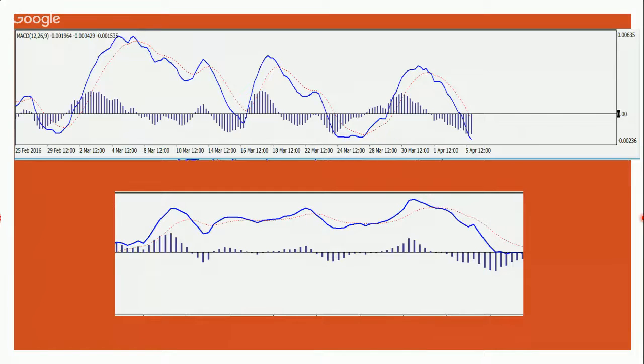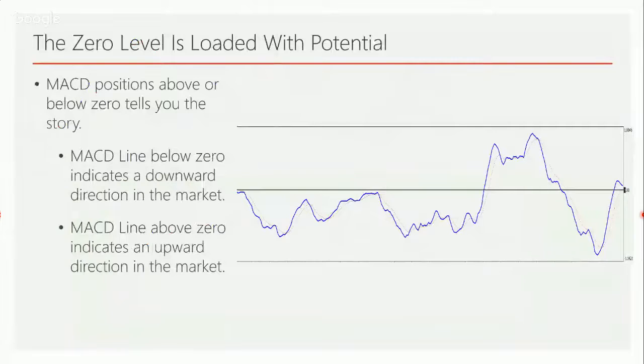And just so you know, the zero level is where everything is loaded and ready to go with the new move. So don't think of the zero level as asleep. Some people think the MACD is strong when it's up here. Actually, the MACD is strong when it's down here at zero, ready to push out a new direction and a new wave of momentum. All right, so we'll move on here. The zero level is loaded with potential.